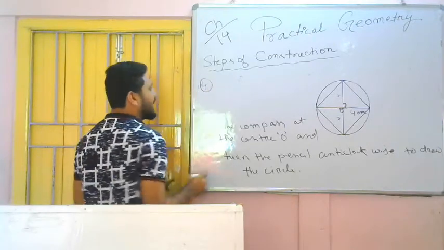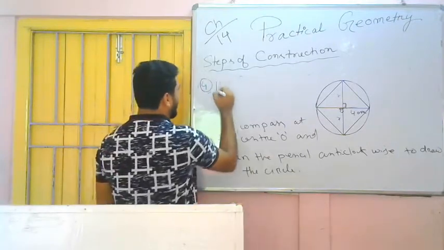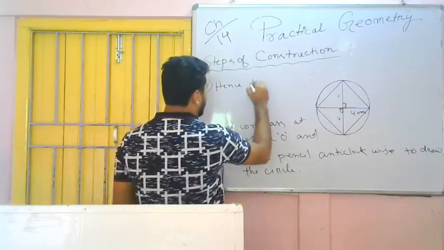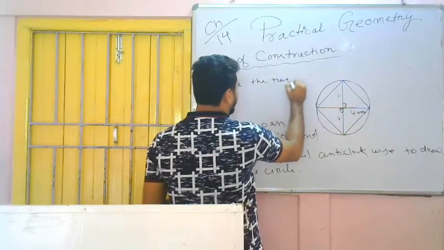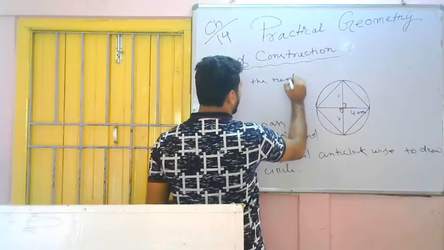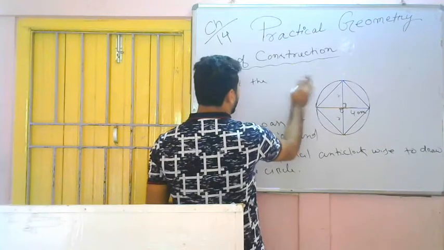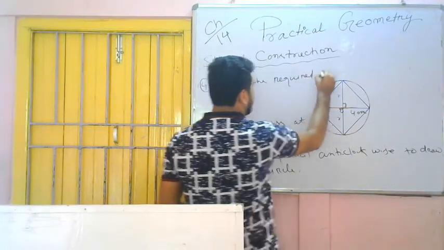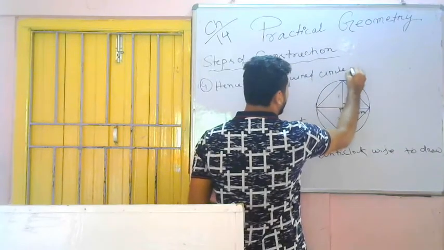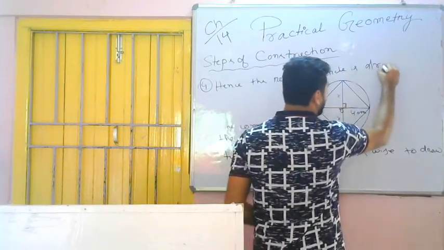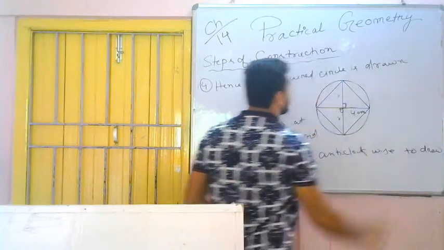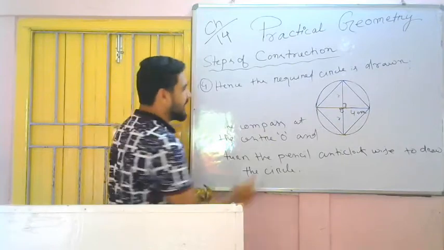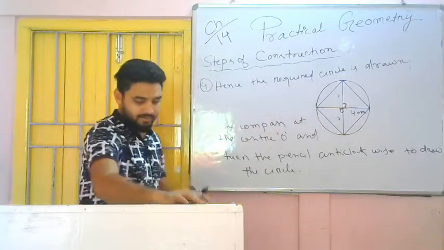Okay, now write step number 4. Step number 4 will be what? Hence the required circle is drawn. Okay, now we have what? Joined.